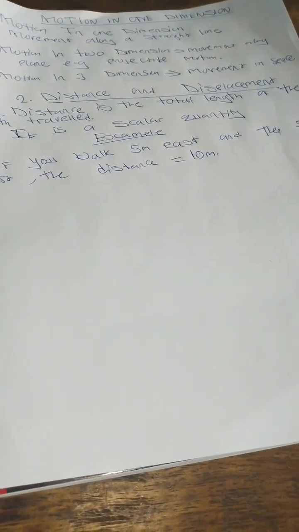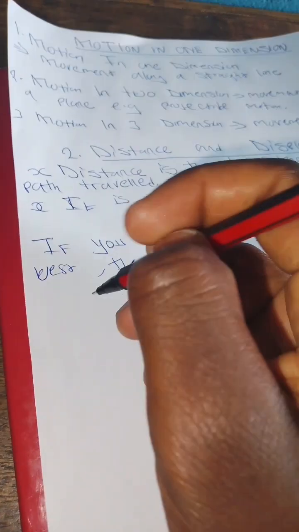Now let's go to displacement. When you're talking about displacement, the only difference between displacement and distance is that displacement involves direction, and it's also a vector quantity, while distance is the scalar quantity. Let me also write it down. Displacement.